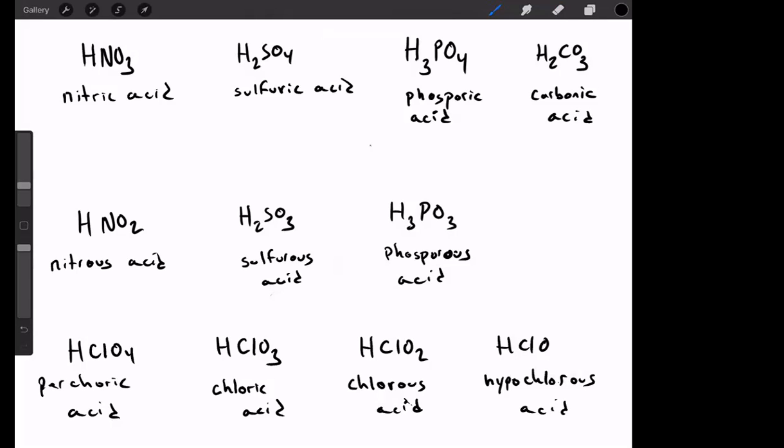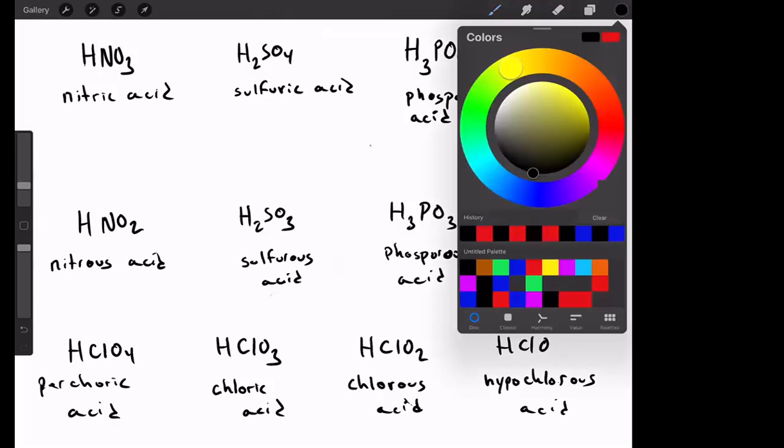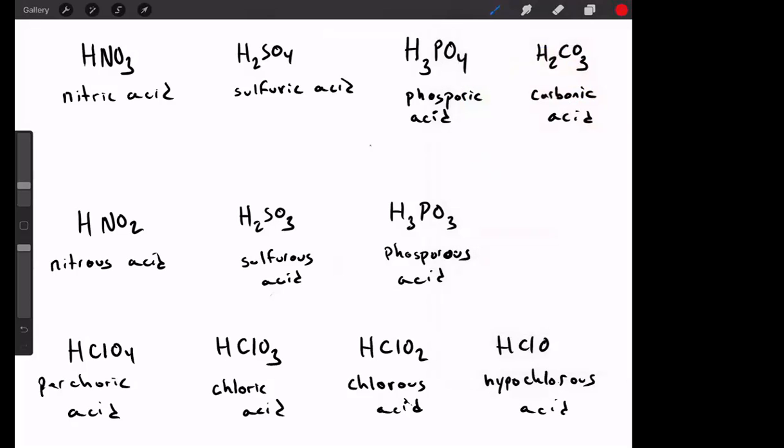So again, the rule is ate ions become ic acids, ite ions become ous acids, and it really is just taking the root of the name of the polyatomic ion, removing the suffix, and adding on the new suffix and the word acid to do it. And so I wanted to then, let's figure out, we learned 3 strong acids already.